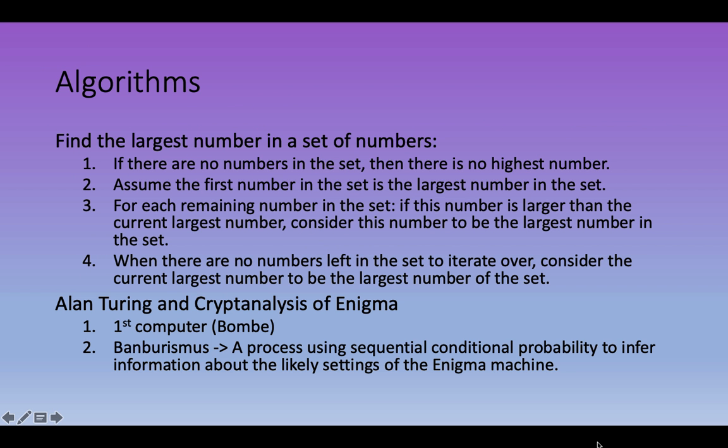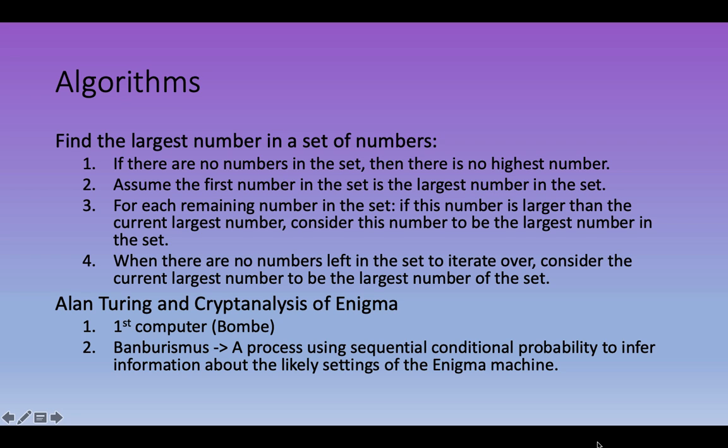So let's take an example of what a simple algorithm might look like. Say we wanted to find the largest number in a set of numbers, right? We would just set up a series of rules, right? And the first one could be if there's no numbers in the set, then there is no highest number, right? We're going to start with nothing. Then we're going to assume that the first number in the set is the largest number in the set.